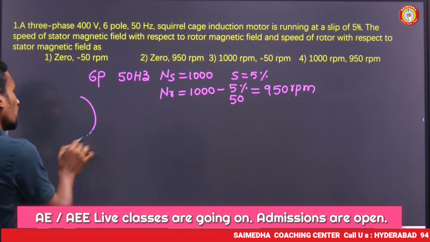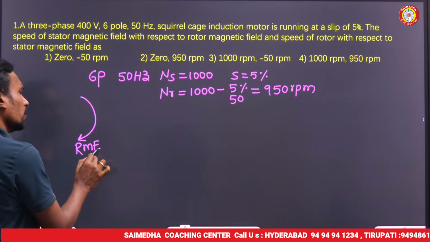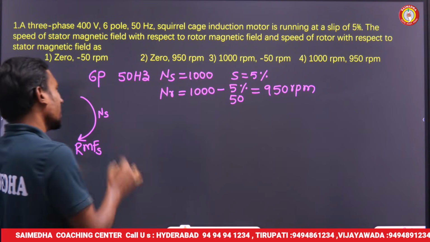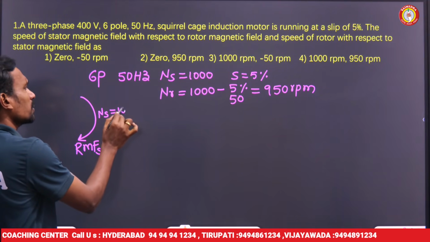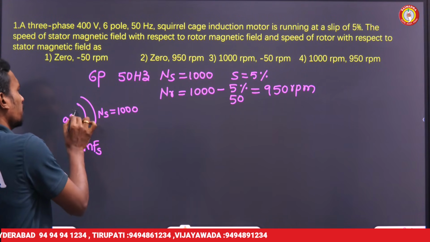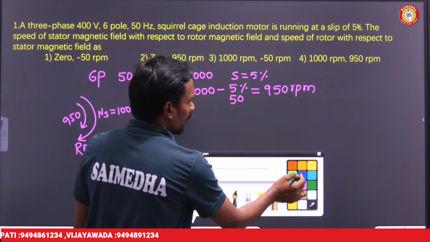The rotating magnetic field of the stator is at the synchronous speed, which is rotating at 1000 RPM, but the rotor is rotating at 950 RPM. Okay, then what?